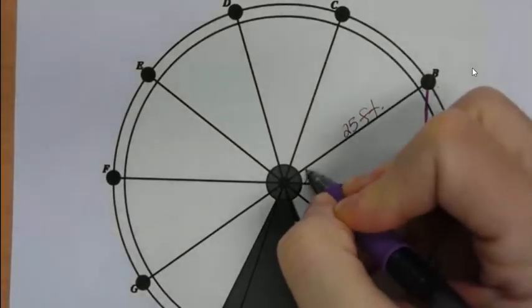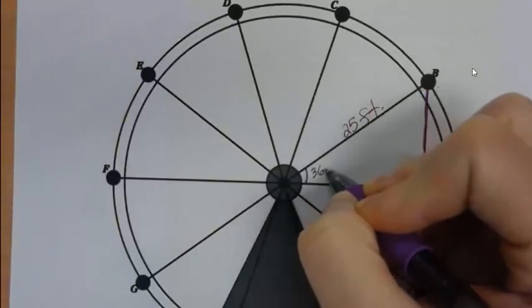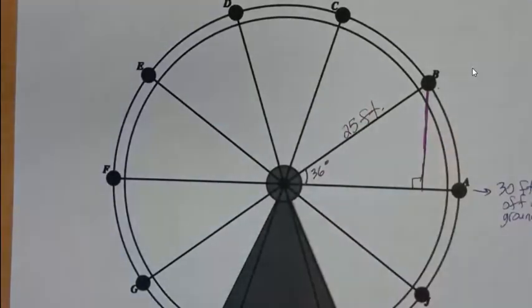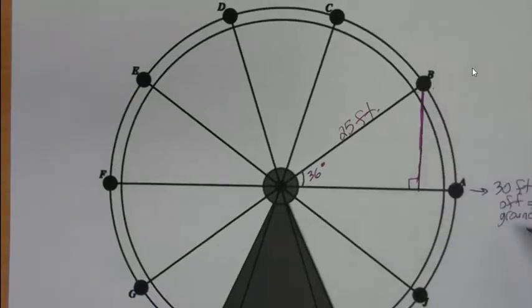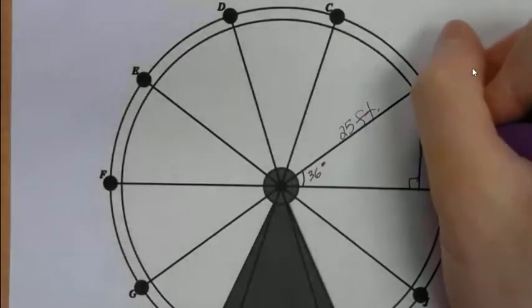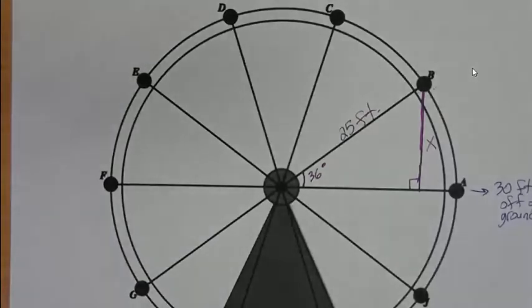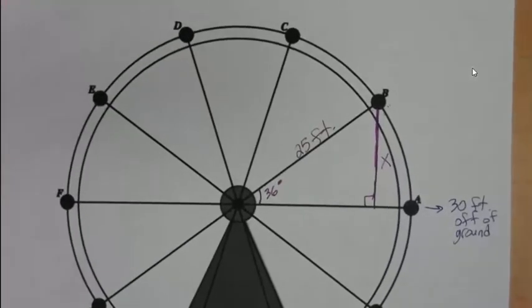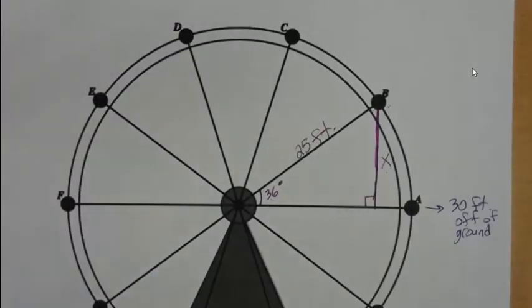So I could label this angle right here as 36 degrees. What I need to do now is use trigonometry to figure out what this blue line segment is, and then add it to 30 to figure out the height off the ground for point B. So that's what I'm going to do next. The missing side right here is going to be my x value. If I have my angle here, this x side would be my opposite side, and then I have the 25 as my hypotenuse.